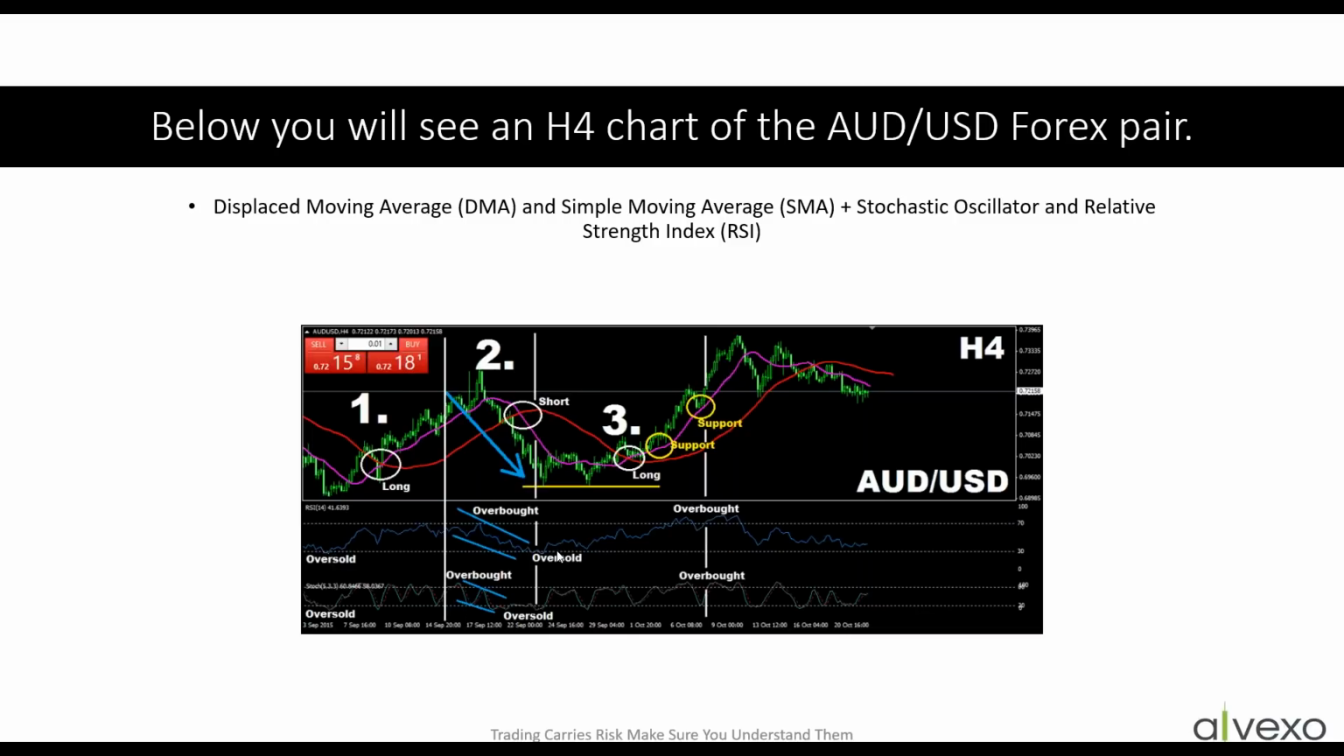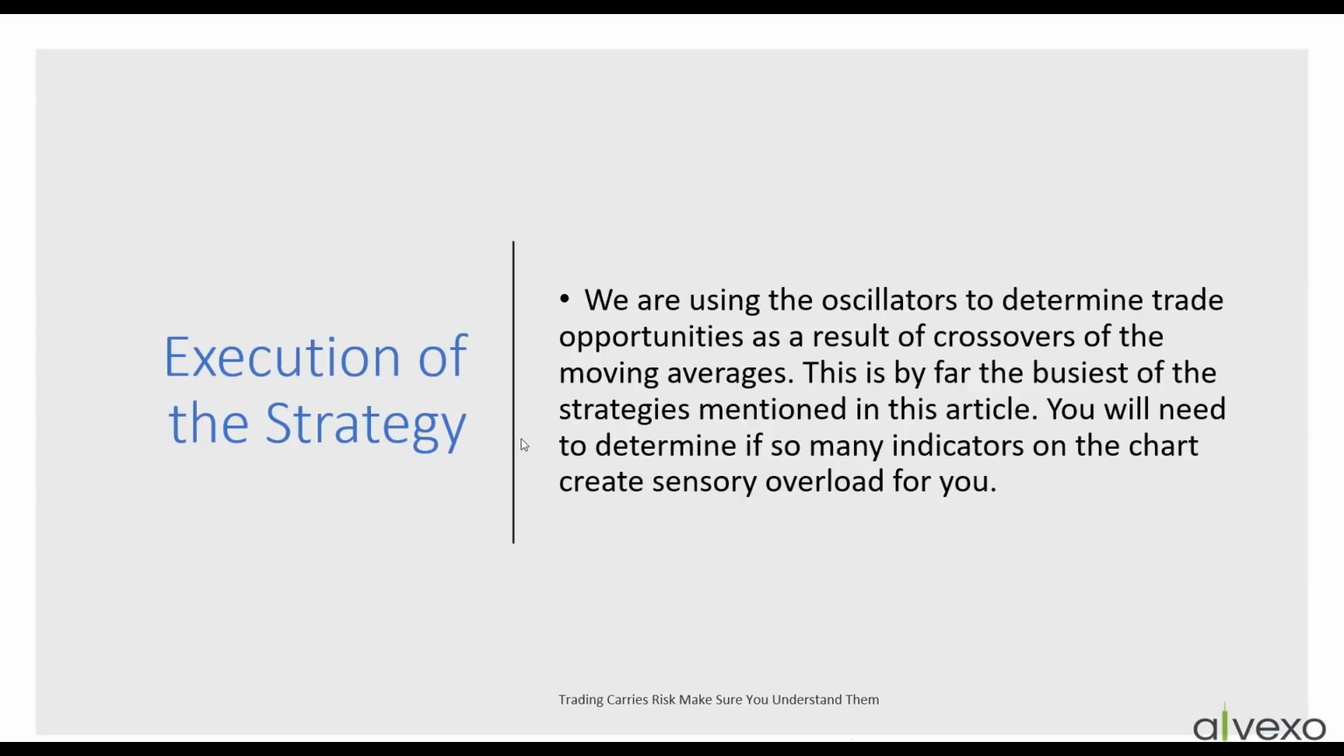An overbought market can stay overbought for a long time, but by combining that with a crossover trade with a displaced moving average, you'll now also get the exact entry point ahead of the market to buy or to sell. So when using the oscillators to determine trade opportunities as a result of the crossover of the moving averages, this is by far the busiest of the strategies mentioned.